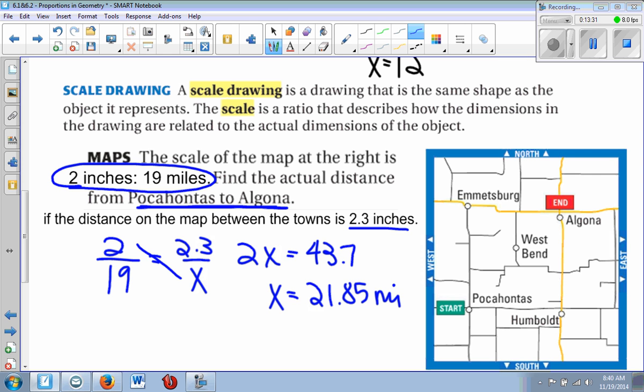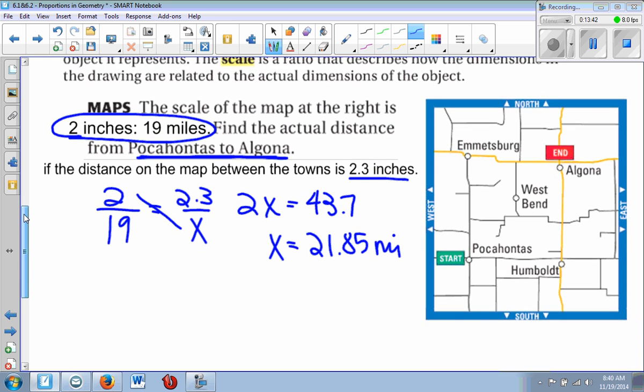So if I was actually to get in my car and drive the distance, or if I was just going to walk a straight line distance, it would take me almost 22 miles to get there, even though on the piece of paper it's only 2.3 inches apart. But in real life, it'd be about 22 miles.